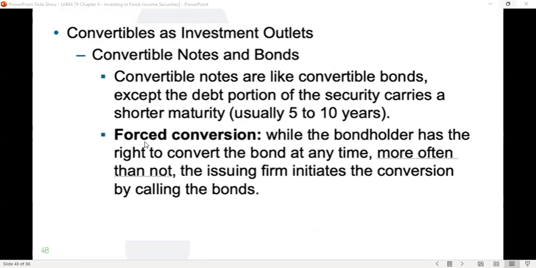So we also have what we call forced conversion. While the bondholder has the right to convert the bond at any time, more often than not, the issuing firm initiates the conversion by calling the bond. So most of the time, yes, pwede yun siya nimo i-convert anytime, but ang mahitabo kay gina-call ang bond, or ginabalik sa company para i-change into a stock or a share.